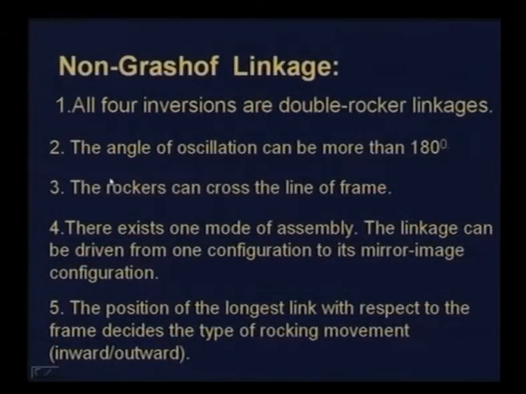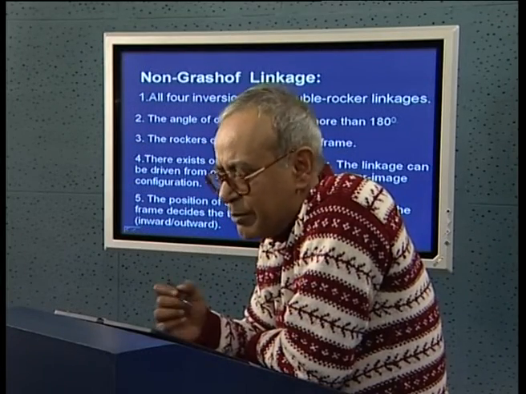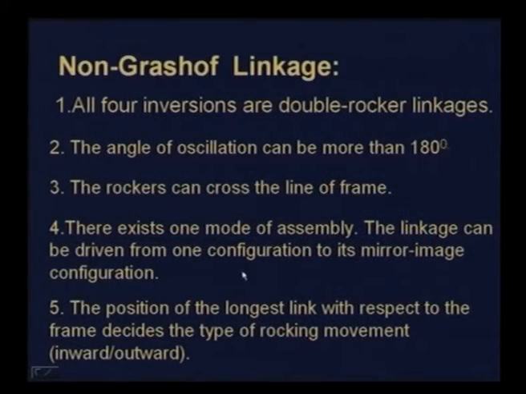However, the angle of oscillation of the rocking links can never be more than 180 degree, it has to be less than 180 degree. Consequently, the rockers of a Grashof linkage can never cross the line of frame. There exist two distinct modes of assembly, that is the two mirror image configurations, and the linkage can never be driven from one configuration to its mirror image configuration.